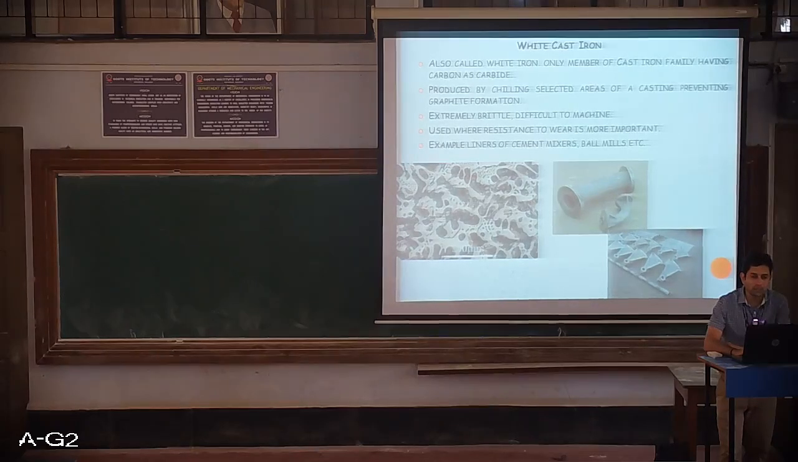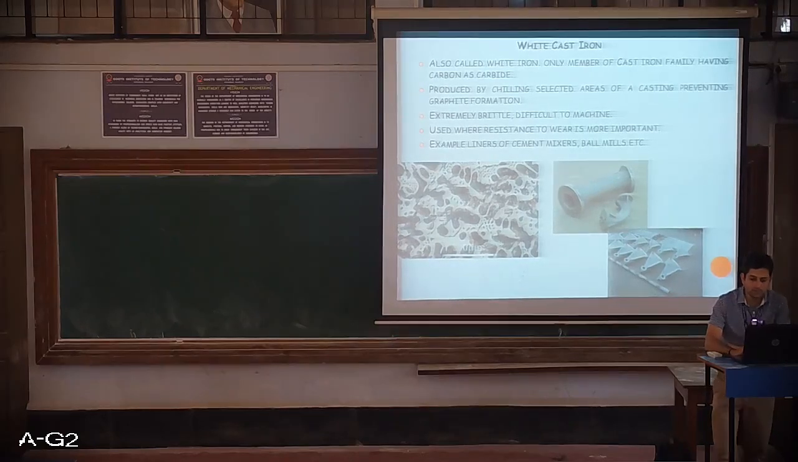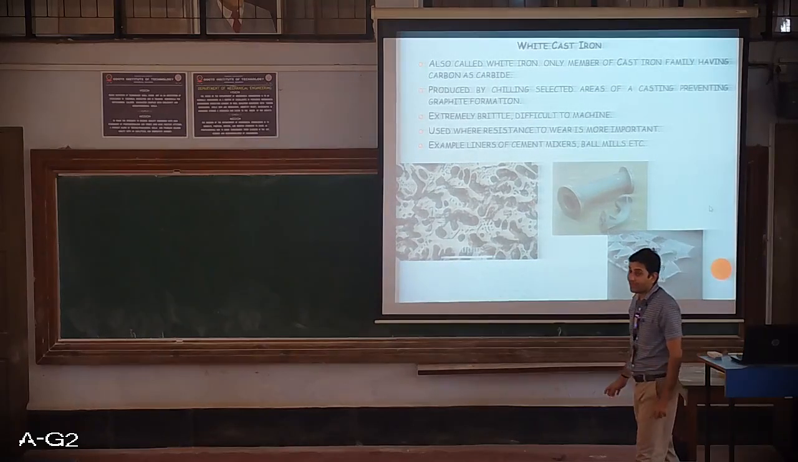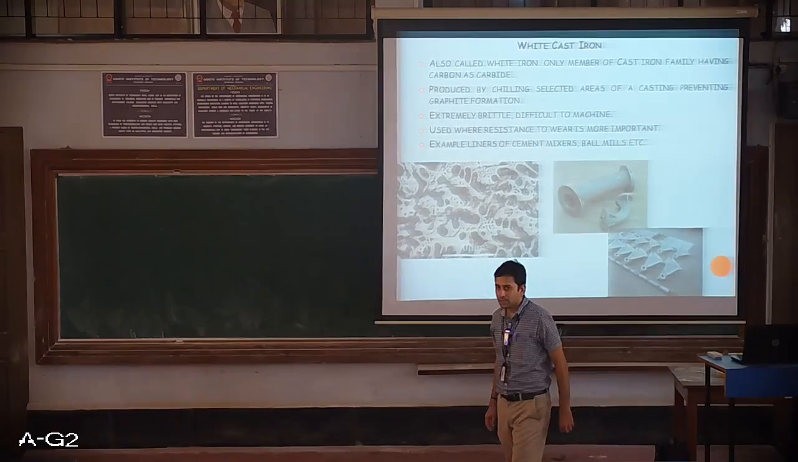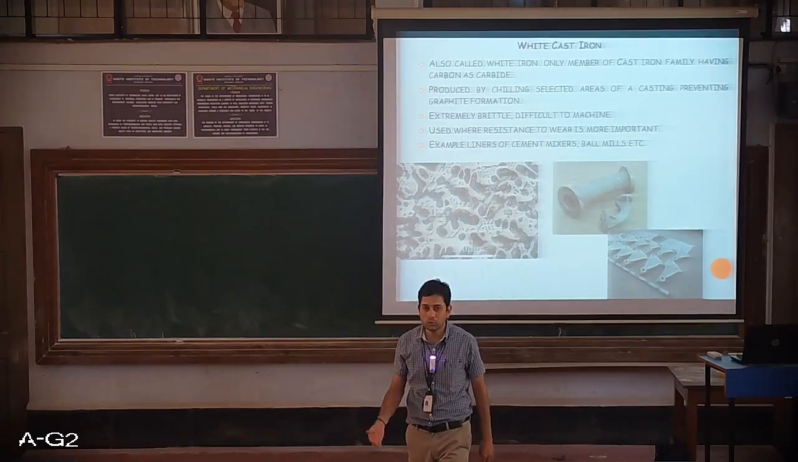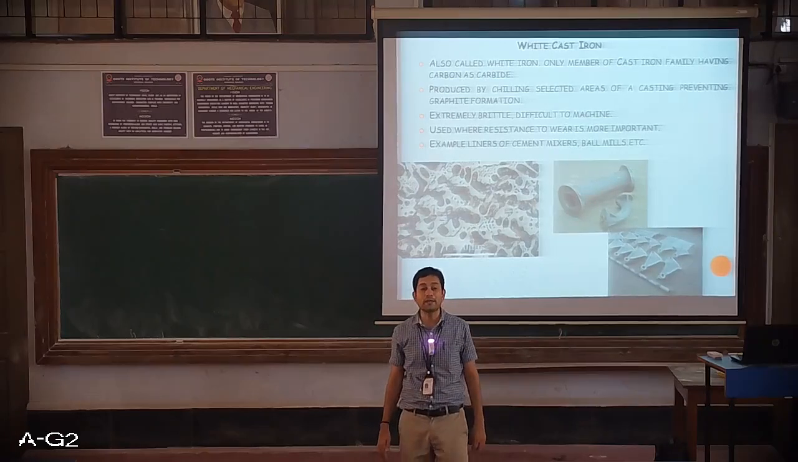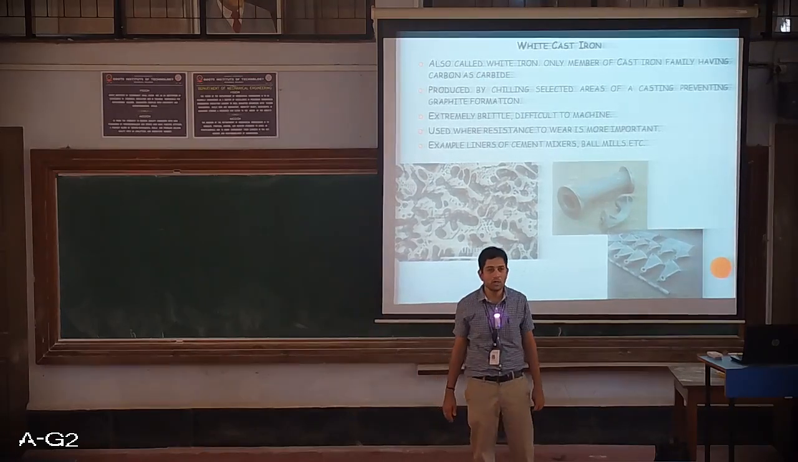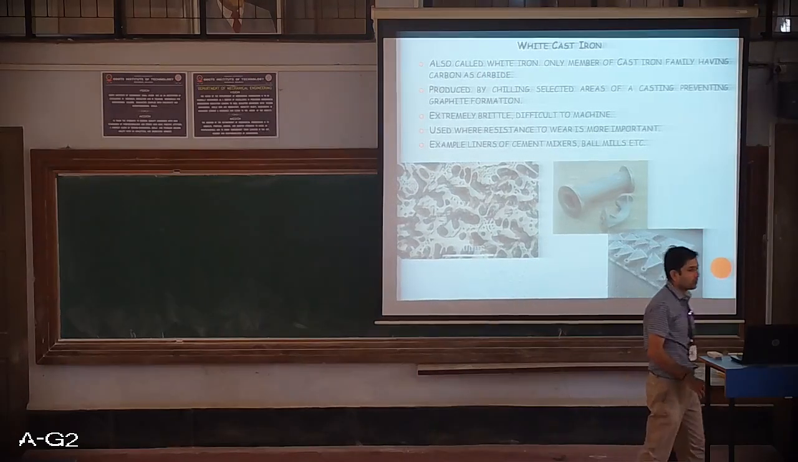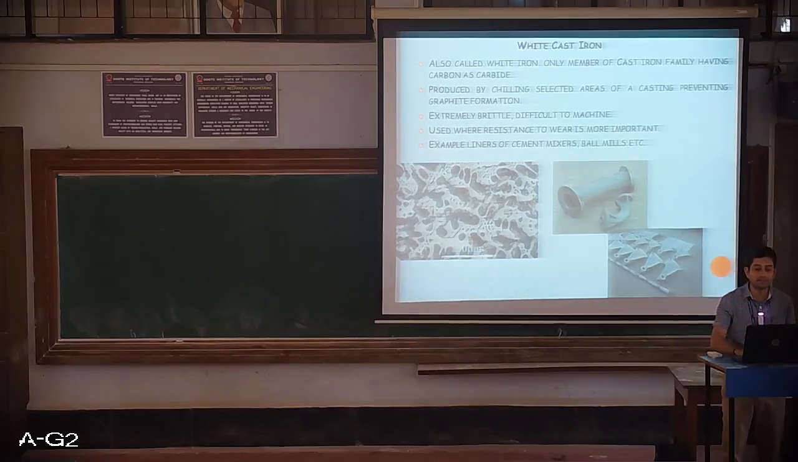They are extremely brittle and difficult to machine, used where resistance to wear is more important. Examples are the liners of cement mixers, ball mills, etc. So these are some of the components made of white cast iron. White cast iron is used wherever wear-type loadings are applied on metallic components, such as the inside liners of cement mixers.